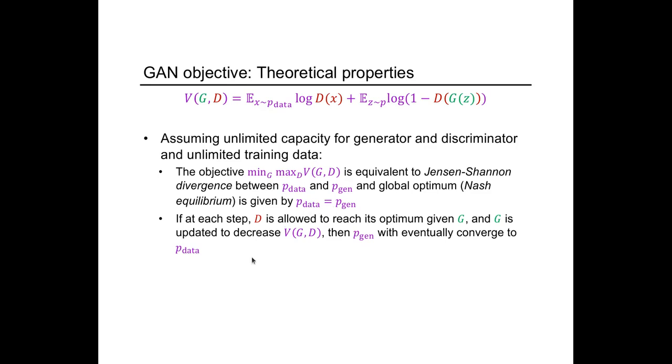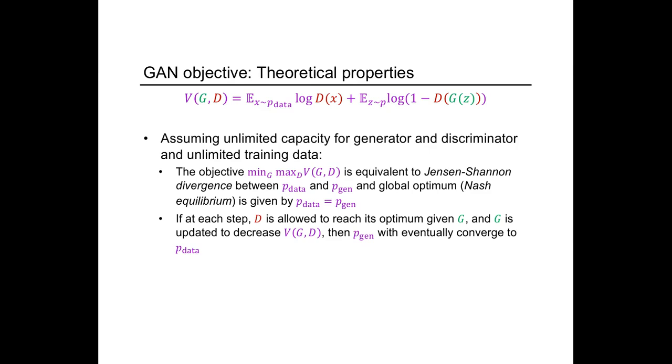And that is, if at each step D is allowed to reach its optimum given G, and G is updated to decrease V(G, D), then P gen will eventually converge to P data. P data is fixed, that is, we already know it because we are given an input. P generator depends on the produced images or outputs, and by changing the parameters of the network, the outputs are changed and P gen is changed.